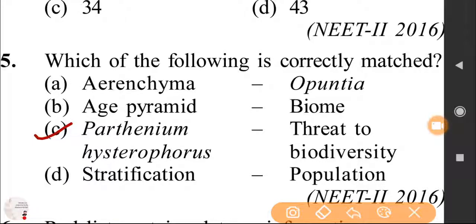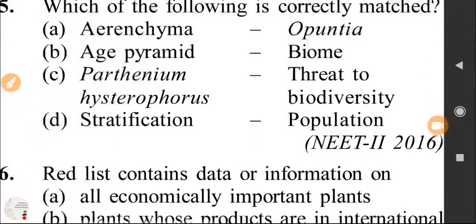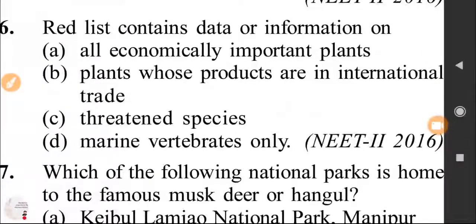It is toxic and unpalatable, so it cannot be used for fodder either. So it is considered a threat to biodiversity. Okay, so this is your answer. I hope it was very clear. If you are preparing, sometimes try to explore yourself. First pause the video, then try to give the answer by yourself.